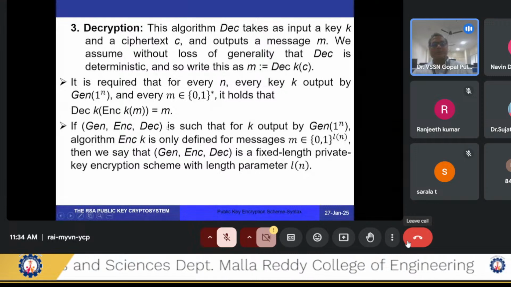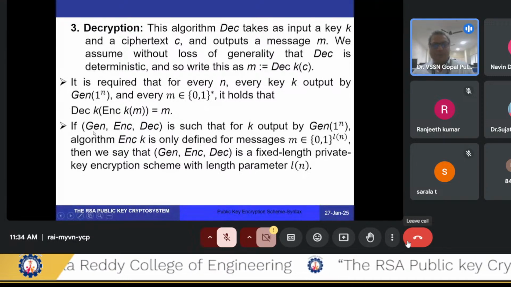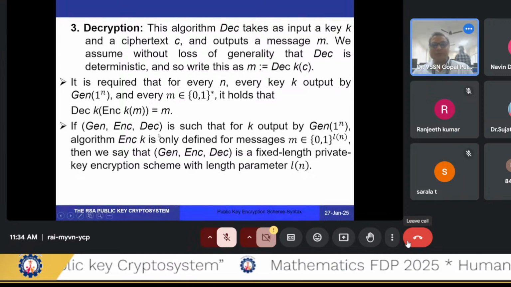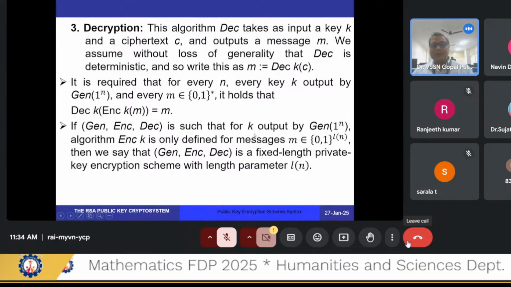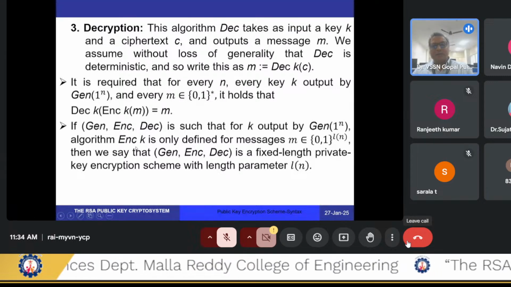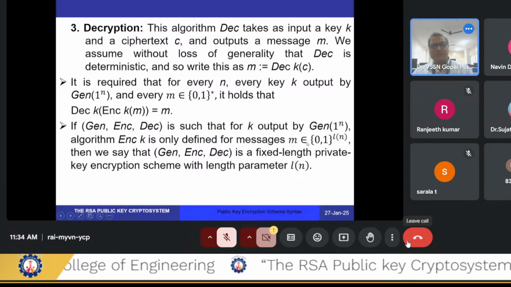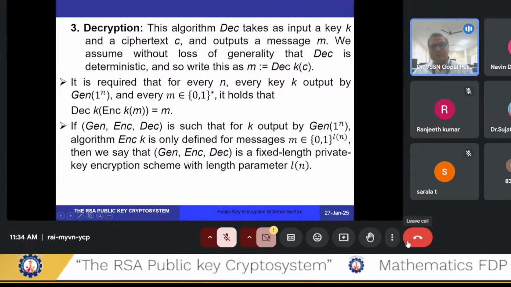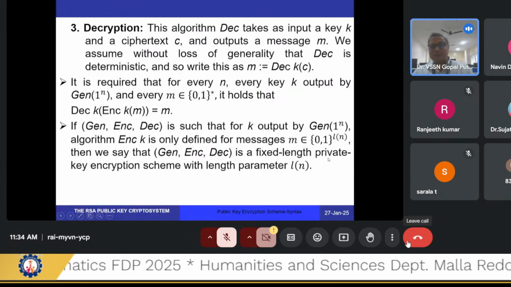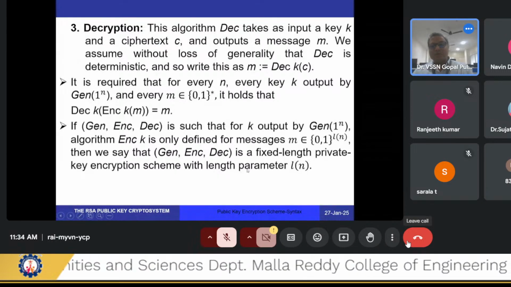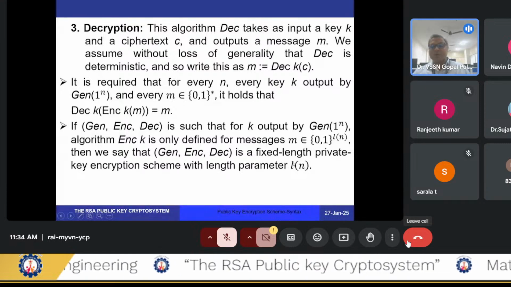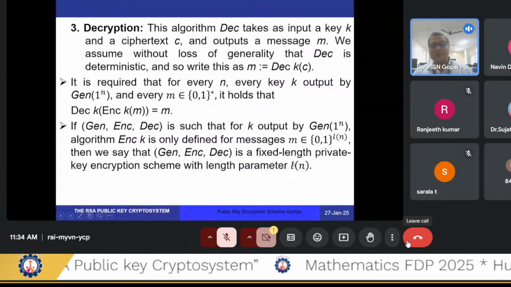So you can observe that if the three algorithms, key generation, encryption, and decryption, are such that for k output by the first algorithm, encryption is only defined for messages of this sort, then we say that the three algorithms form a fixed length private key encryption scheme with the length parameter as L of n.